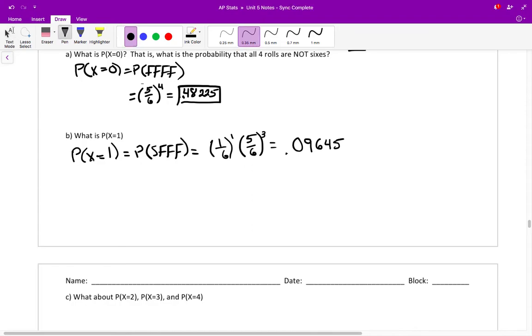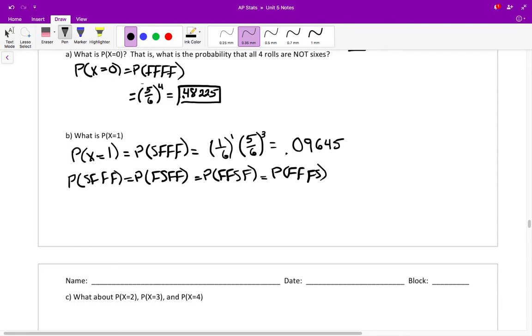Now, what we need to think about, the success, it doesn't matter where that happens. It could be the first roll, it could be the second, it could be the third, it could be the fourth. In other words, you could have success and then 3 failures. You could have a failure, success, and then failures. You could have the success be in your third trial, so that would look like this. Or you could have the success be on the very last roll. In other words, the success could be in basically 4 different places.